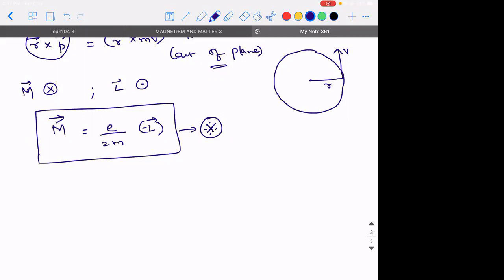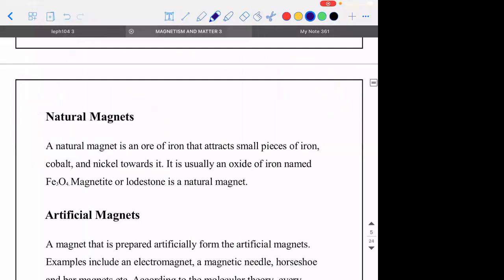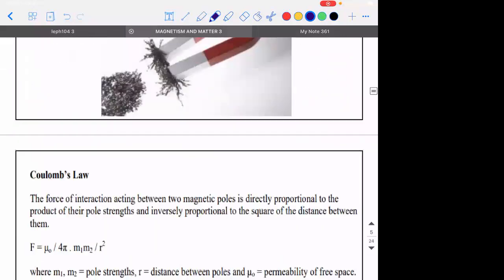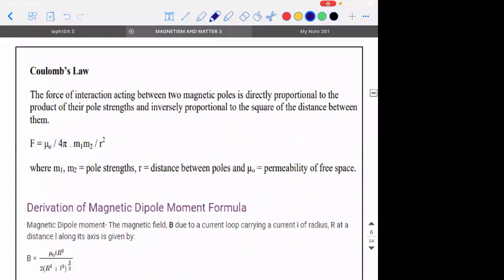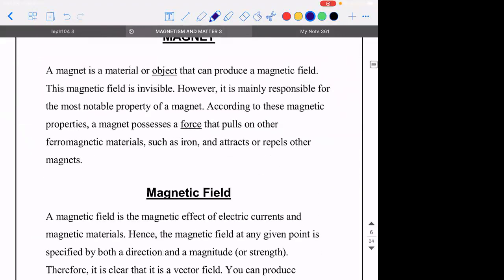Is it clear? Did you guys make a note of this? Yes, sir. So this is all about the magnetic dipole moment of a revolving electron. Okay. So that is the first thing.